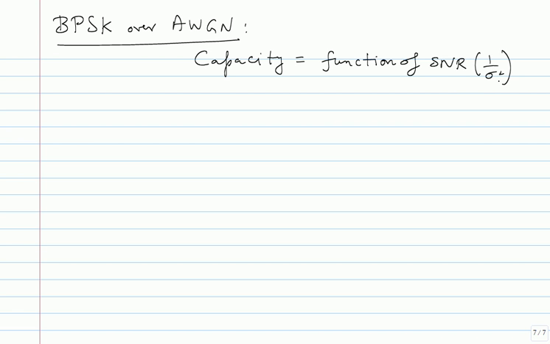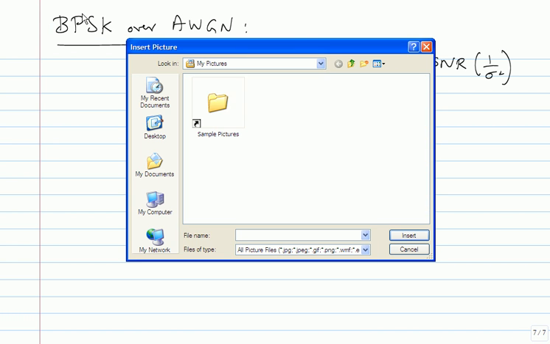All this you can prove. If you do an information theory class, you can write down the expression for capacity of BPSK over AWGN and you can prove that it's a monotonically increasing function of the SNR. So that's a nice thing to know. And there's a plot here which I hope I'll be able to pull up of this capacity.